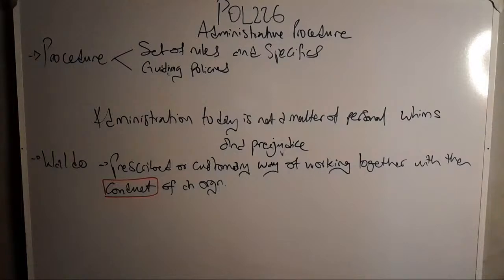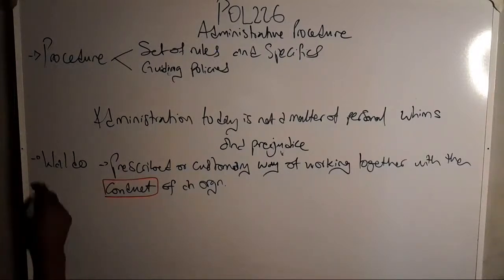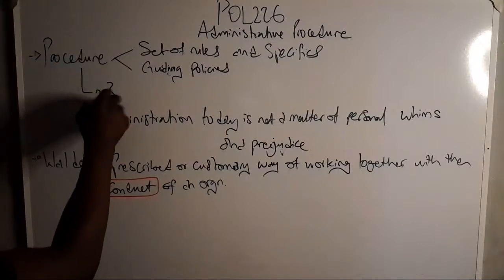So now let's take this according to what Professor Waldo has said, and we've considered that very quickly. He said evidently procedure comprises three elements, namely repetition of transactions in a prescribed or customary fashion. Three elements.